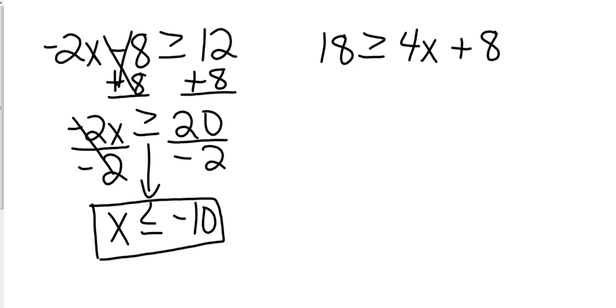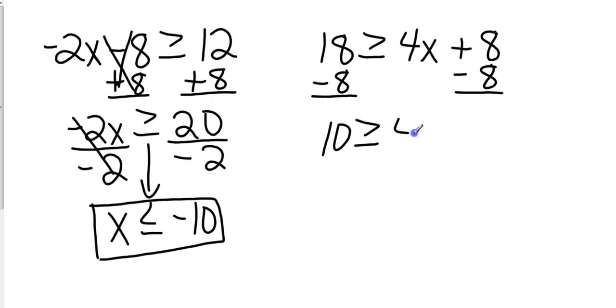How about 18 is greater than or equal to 4x plus 8? Again, all my x's are on one side, so I want to get rid of that 8 by subtracting it. So I end up with 10 is greater than or equal to 4x. Now I'm going to divide both sides by 4. And this is just a fraction that's going to be reduced. So that's going to be 5 over 2.